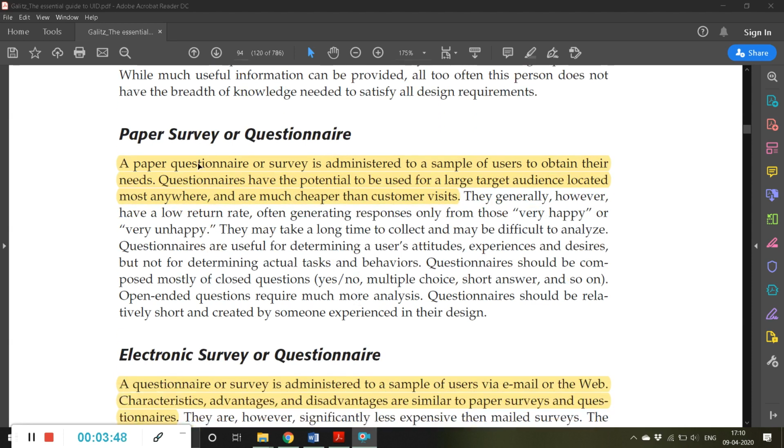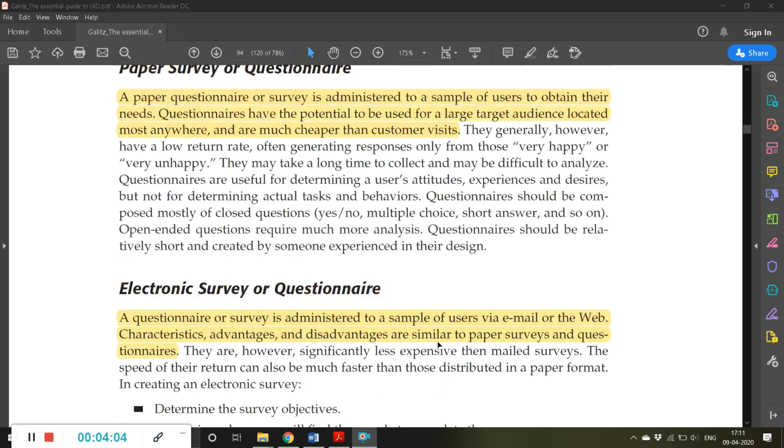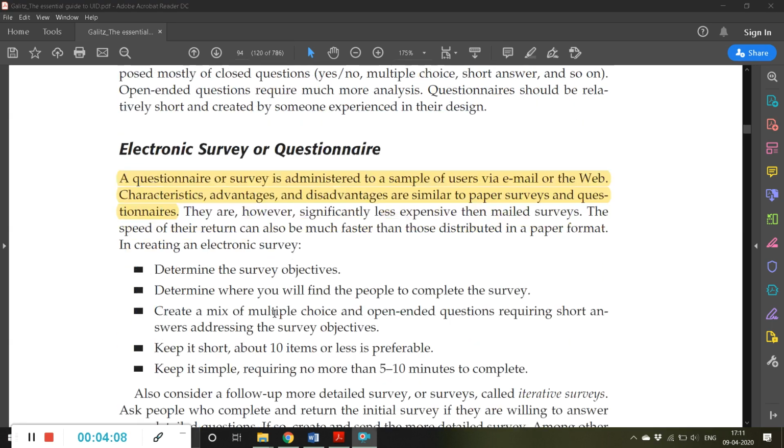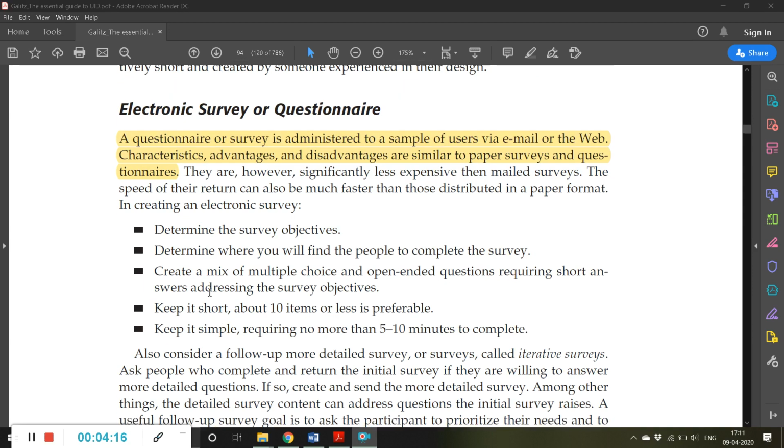The next one is paper survey or questionnaire. We already know this. A questionnaire or survey can be distributed among the users to get responses, and based on the responses we try to understand the needs of the users. This one is a paper survey, and the next one is electronic survey. That is the online or e-survey, a similar one.